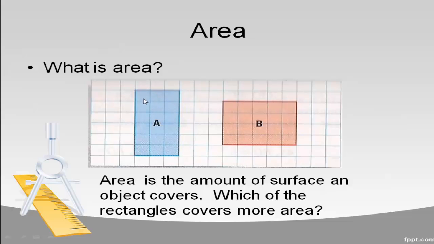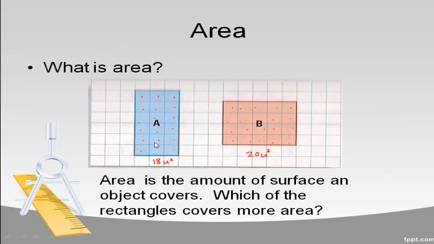So let's count. I have 1, 2, 3, 4, 5, 6, 7, 8, 9, 10, 11, 12, 13, 14, 15, 16, 17, 18 squares. So this is 18 square units of area. In this one I have 1, 2, 3, 4, 5, 6, 7, 8, 9, 10, 11, 12, 13, 14, 15, 16, 17, 18, 19, 20. 20 square units. Okay, so object B covers more area.